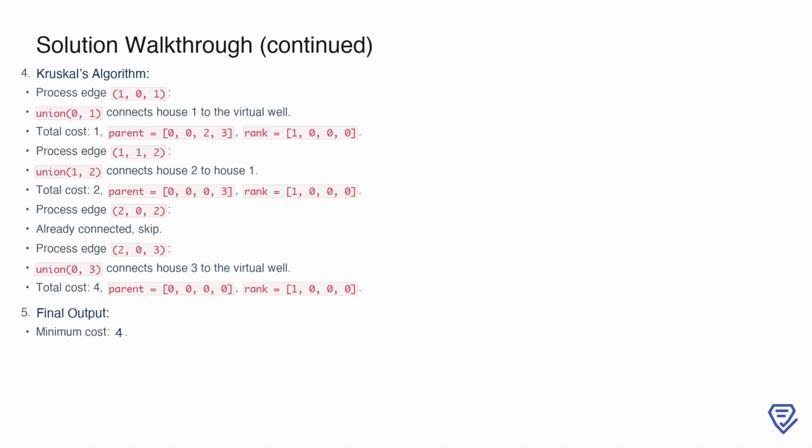When processing the edge, 2, 0, 2, we find that house 2 is already connected through a lower cost path, so we skip this edge. Then, we handle 2, 0, 3, connecting house 3 to the virtual well. This brings the total cost to 4, and the final union-find structure is parent equals 0, 0, 0, 0. The remaining edges are skipped as all nodes are now connected. Hence, the minimum cost to supply water to this village is 4.